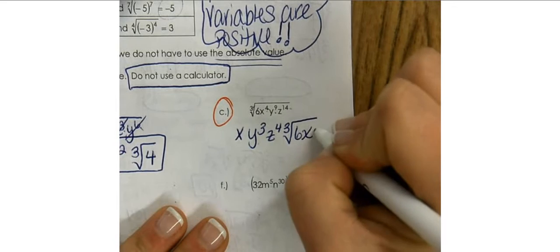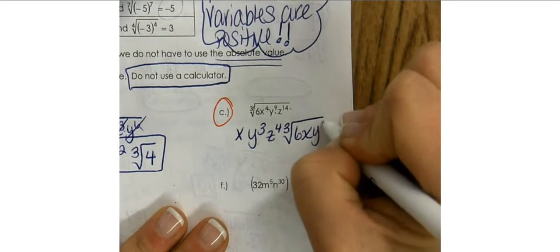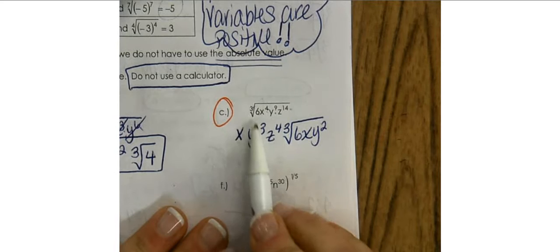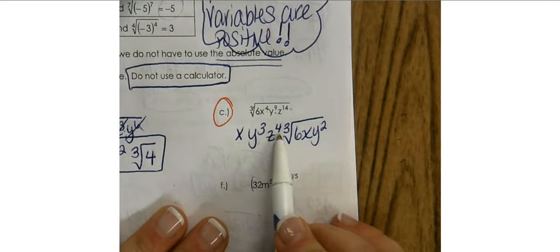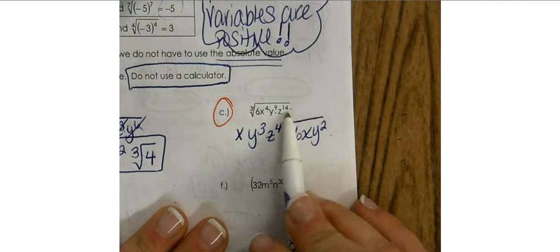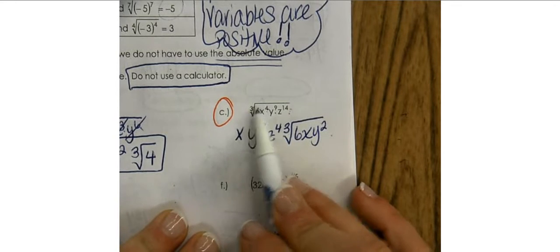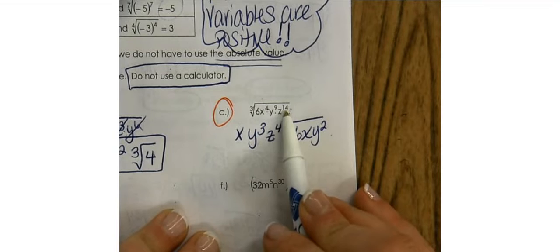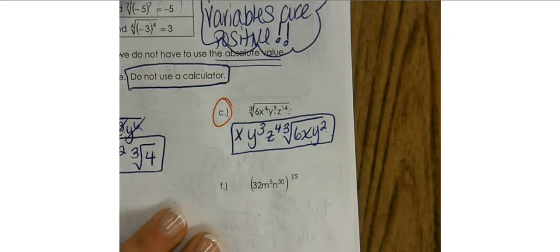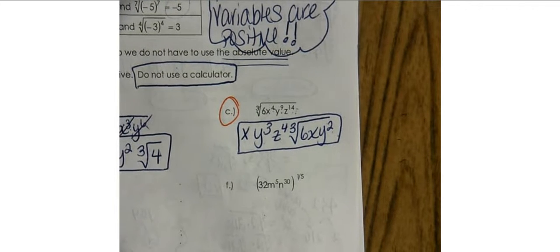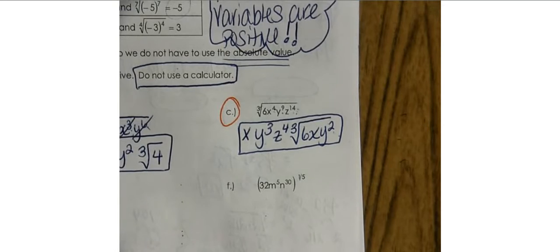3 can go into 14 4 whole times with 2 left over. I know that 3 times 4 is 12, and 12 plus 2 is 14. So that's all I'm doing, is I'm essentially asking, how many times can 3 go into 14? That's 4 whole times with 2 left over. And this is your answer, xy cubed, z to the 4th, times the cube root of 6xy squared. Let's go ahead and look at letter D.